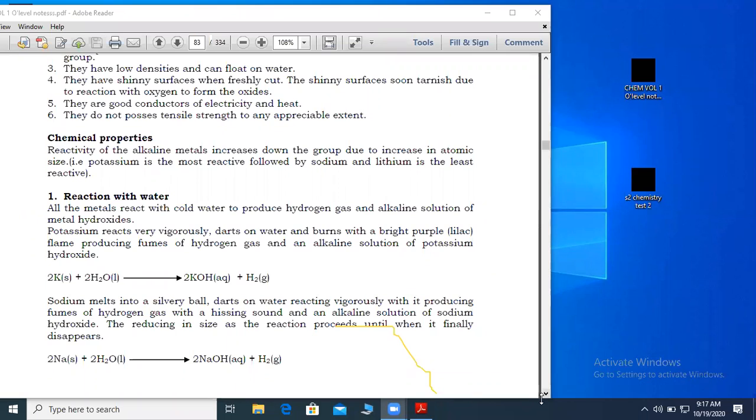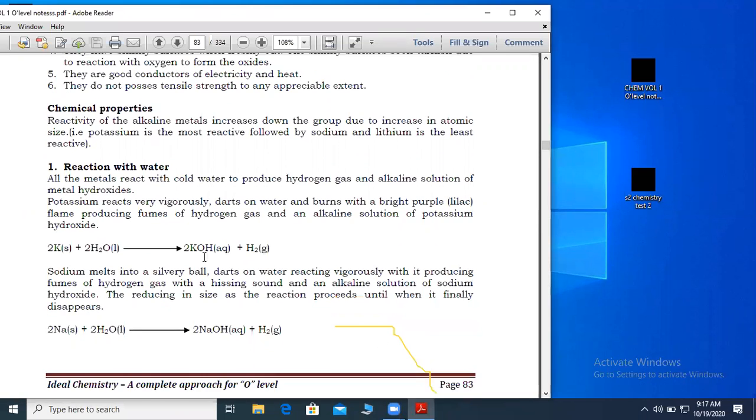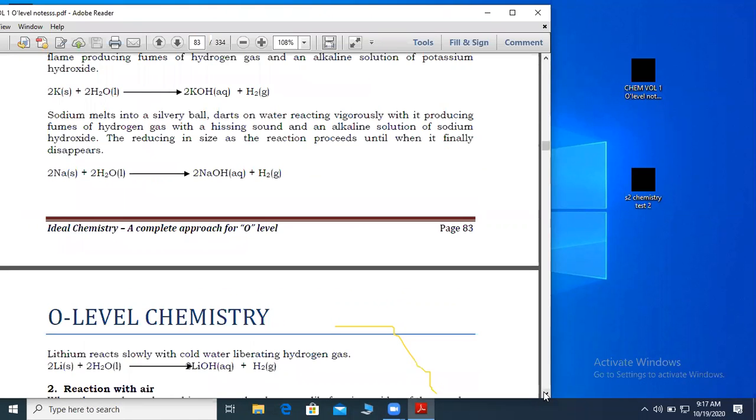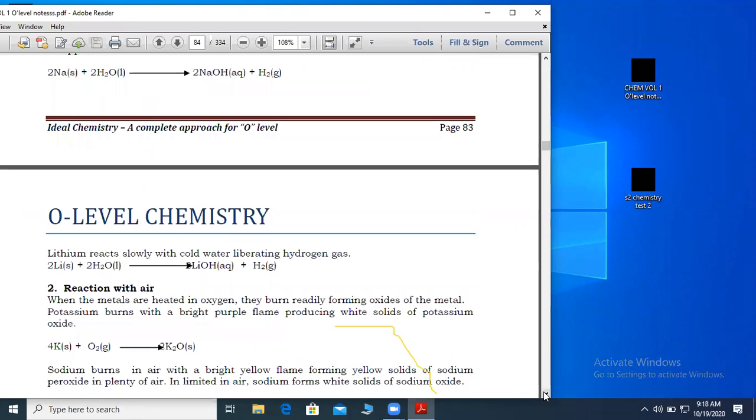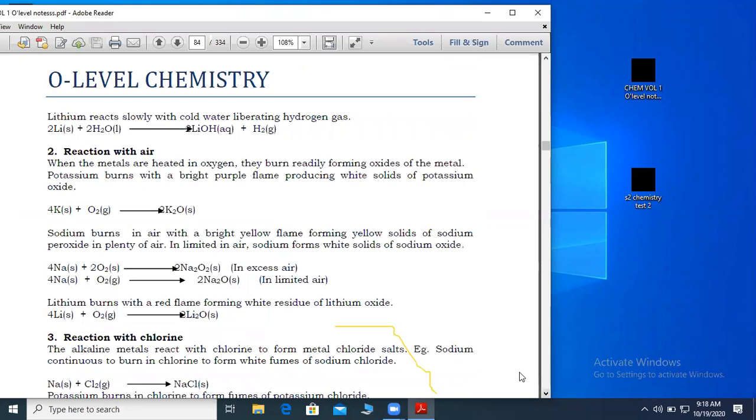Reactions of sodium with oxygen. Please take note that sodium reacts with oxygen under two situations. Number one is when oxygen is in excess, and number two is when oxygen is limited. So when oxygen is in excess, keep remembering that chemistry, that the product is sodium peroxide. When oxygen is in excess, the product is sodium peroxide.